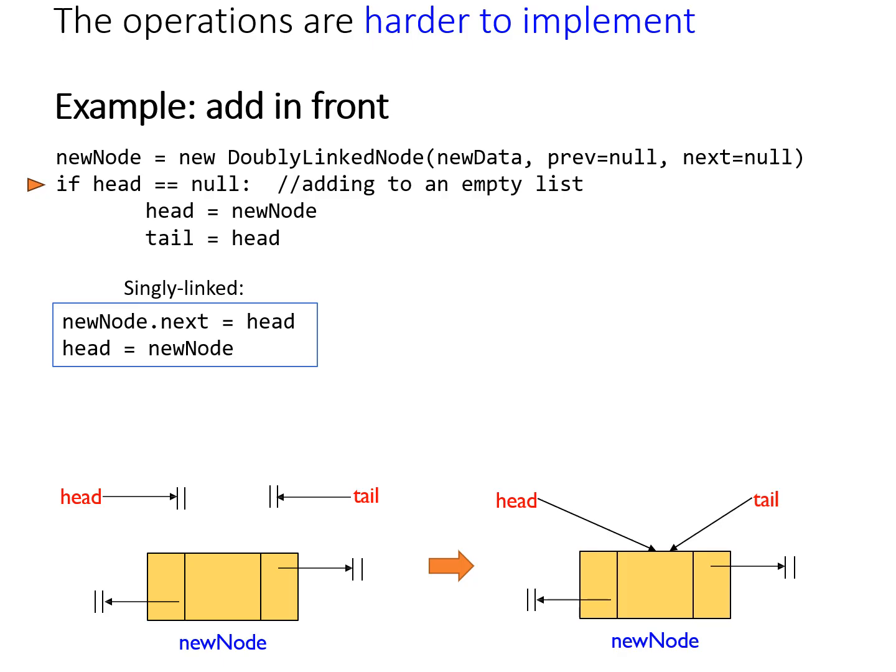With a doubly linked list, all operations are also much harder to implement. We need to reset not only the next, but also the previous of each node involved in the modification. As an example, consider adding a new node in the beginning of the doubly linked list. In a singly linked list, if the head is not null, then we accomplish this in just two operations. New node next equals head, and reset head to new node.